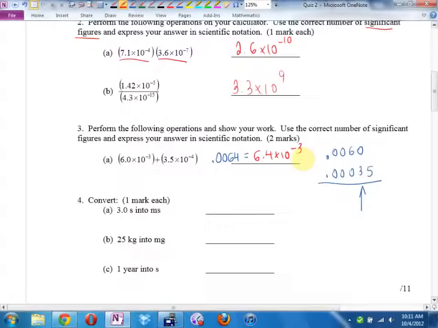What's easier, multiplying and dividing or adding, subtracting? For sig figs, multiplying and dividing. For actual arithmetic, adding and subtracting. Most of you can add stuff in your head pretty good. But when it comes to sig figs, multiplying and dividing.